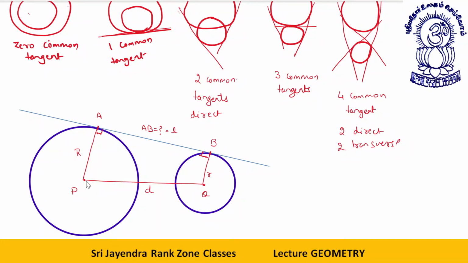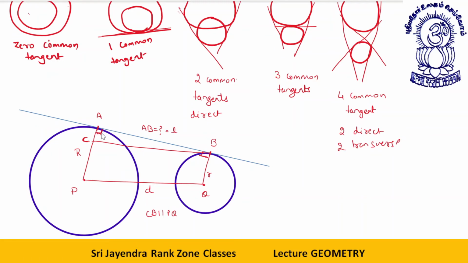What do I do? Parallel to PQ, I draw another line which is parallel to PQ like this. Let's say this is C. CB is parallel to PQ. Dear students, don't consider this as a derivation, treat it as a question so that it may help you in solving further questions also.